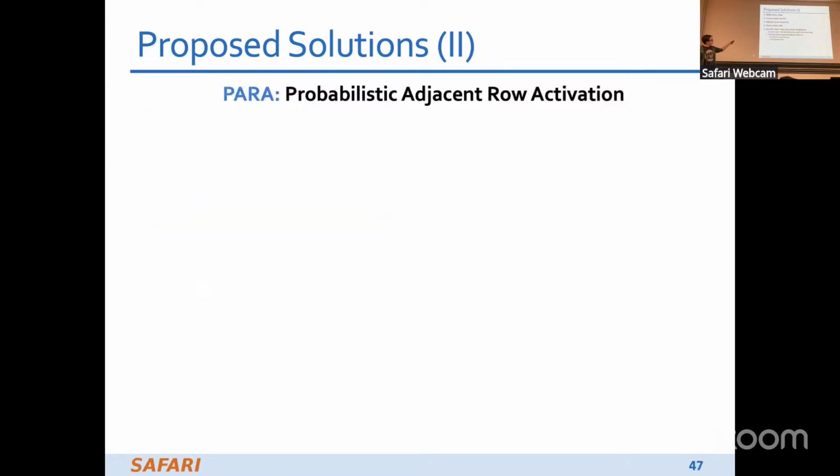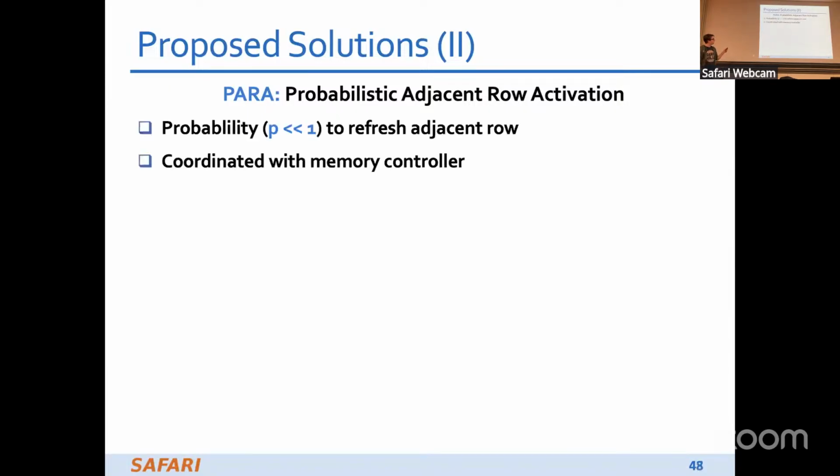They, however, propose a next solution, which is their own unique solution to this, and is called PARA. PARA stands for probabilistic adjacent row activation. And PARA has a probability defined as being much less than 1. And at this probability, every time a row is activated, one of the 2 adjacent rows will also be refreshed. Now, that would have to be physically adjacent rows. So this requires coordination with the memory controller to perform this efficiently.